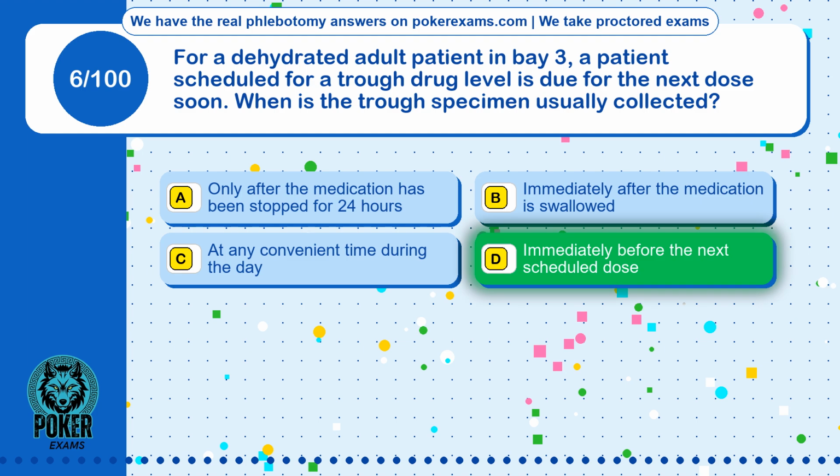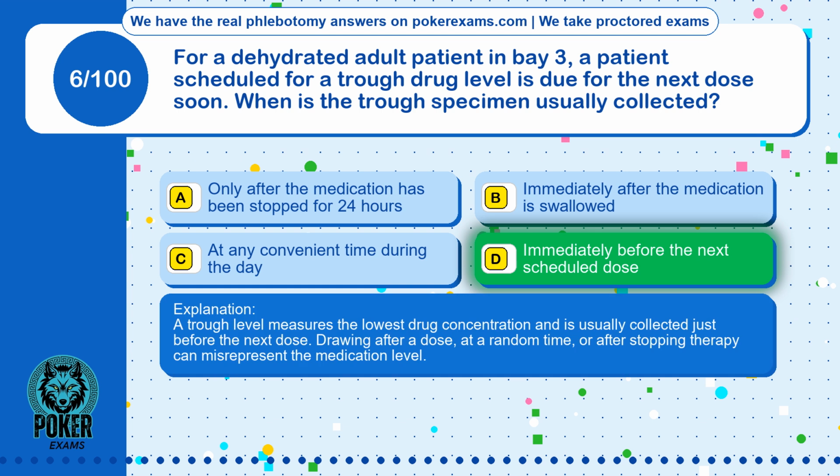The correct answer is option D, immediately before the next scheduled dose. A trough level measures the lowest drug concentration and is usually collected just before the next dose. Drawing after a dose, at a random time, or after stopping therapy can misrepresent the medication level.